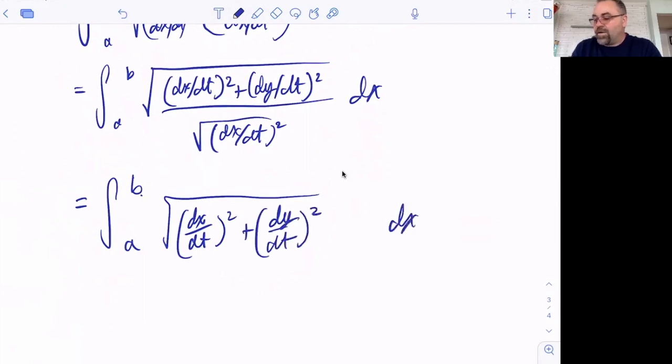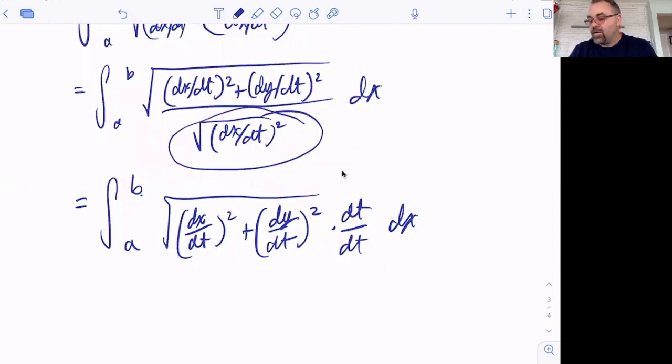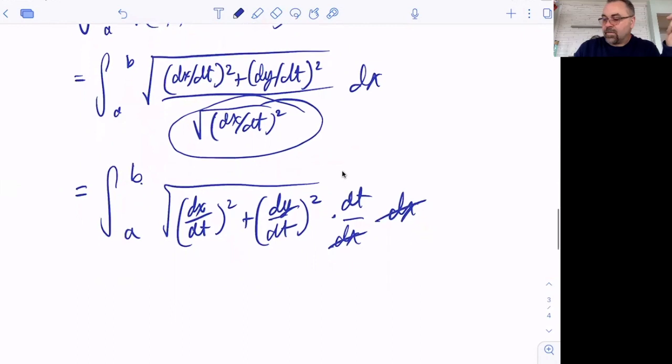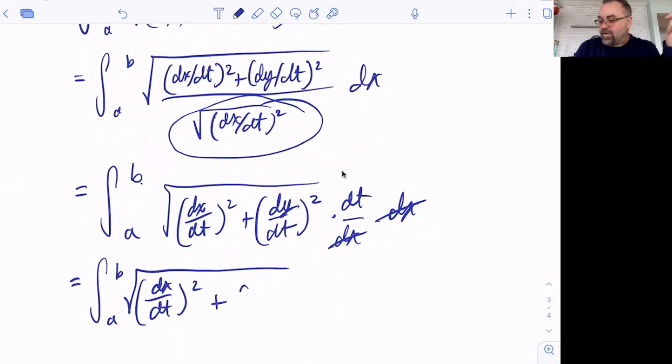over dx/dt, or this is times dt/dx, right? If this is in the denominator, we just divide by a fraction, multiply by its reciprocal. Sorry guys, I meant a dx. The dx's cancel, and we get a really nice formula for arc length when the functions are defined parametrically.